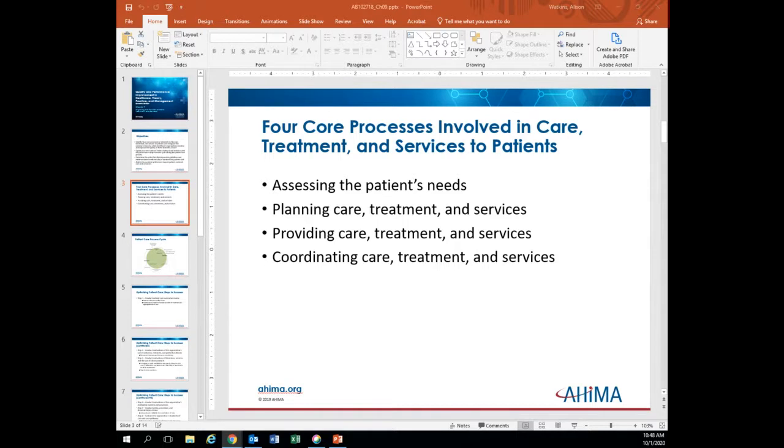So, all right. Let's focus for just a minute on the first part of the chapter, and I want you to look at the term core processes. And there's just four, and basically it's assessing, planning, providing, and coordinating. So let's kind of break those down for just a minute.